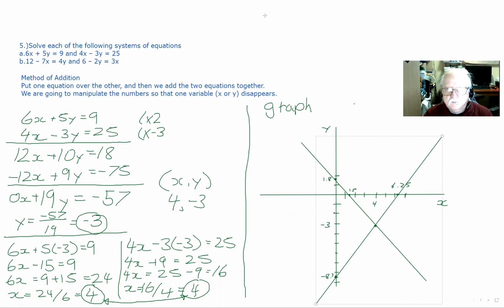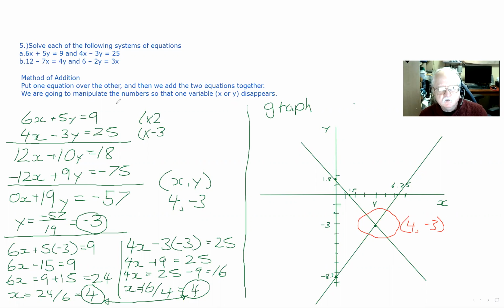So we'd be very happy with our point that we came up with of 4, negative 3, because what they mean by solving a system of equations is find the one point that works for both equations.